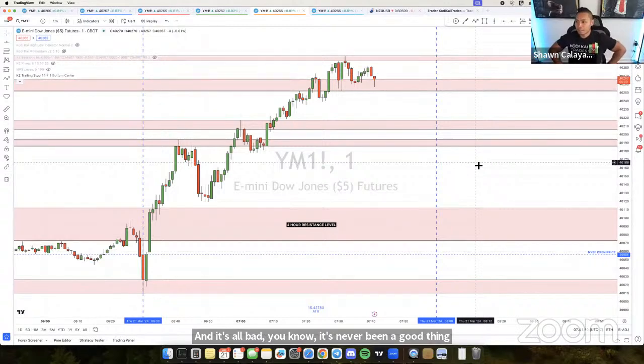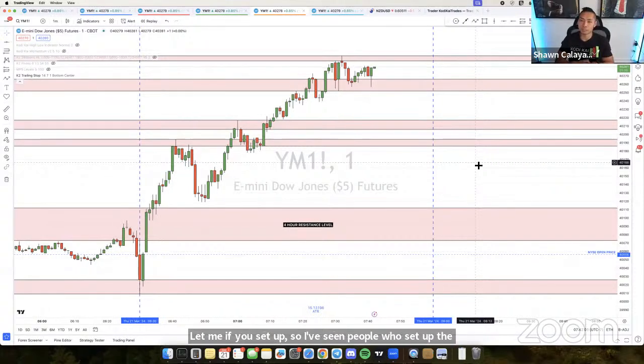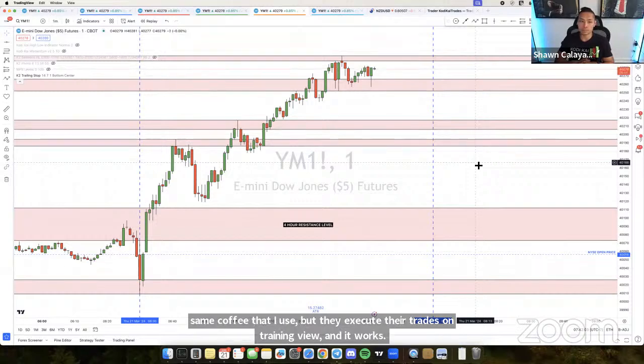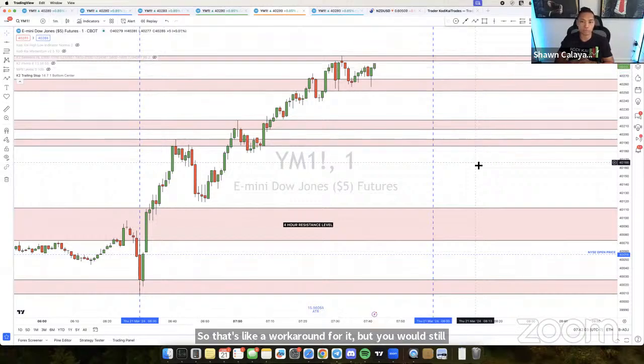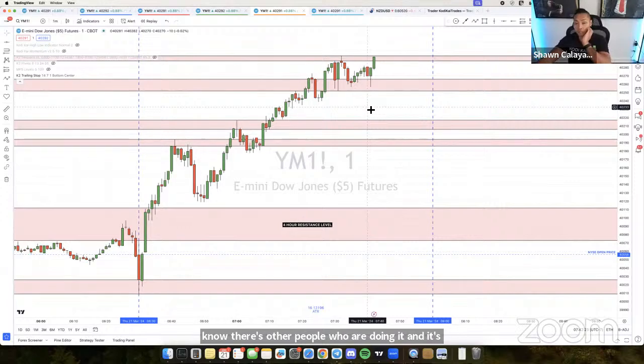Let's see. Sam is asking if there's a copier for Apex on TradingView. Not that I know of. If you set up Replicanto, I've seen people who set up the same copier that I use, but they execute their trades on TradingView, and it works. So that's a workaround, but you would still need to have NinjaTrader with Replicanto set up. You just have to have it open. So you have it open, but then you can still execute trades on TradingView off the main account. I haven't done it myself, so I can't say for sure, but I know there are other people in the group who are doing it and it's worked for them. So I think it's possible.